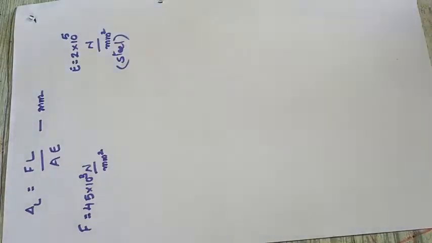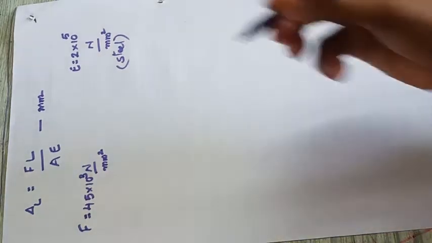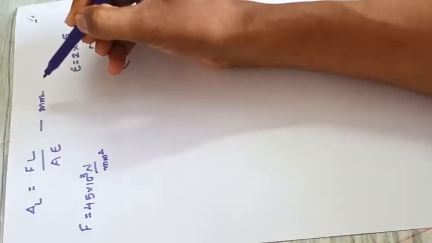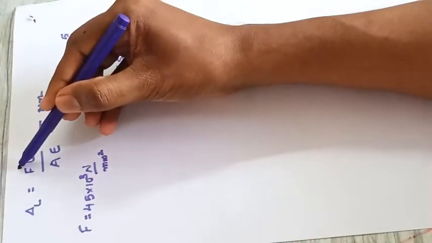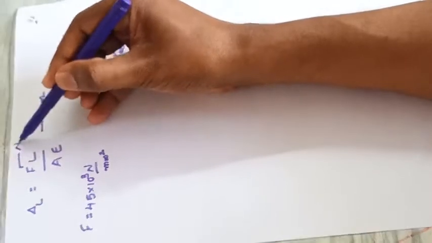So in this video we are going to discuss how to find the elongation for the previous problem that we solved in the last videos. The basic equation of the deformation, or the change in the length, will be given by the formula FL by AE. So force is measured in terms of Newton.